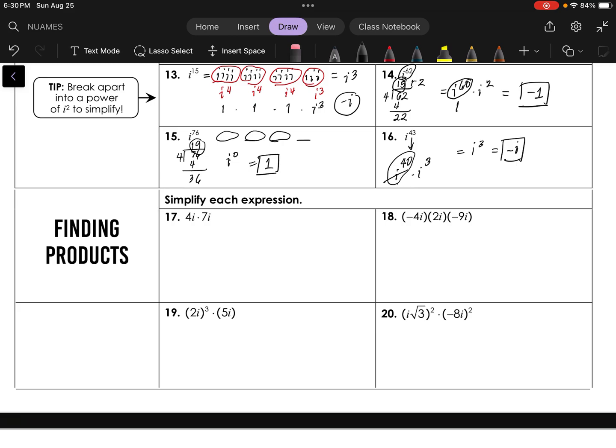All right, so in the application of this concept, there are times where you operate on complex numbers and you're dealing with powers of i.